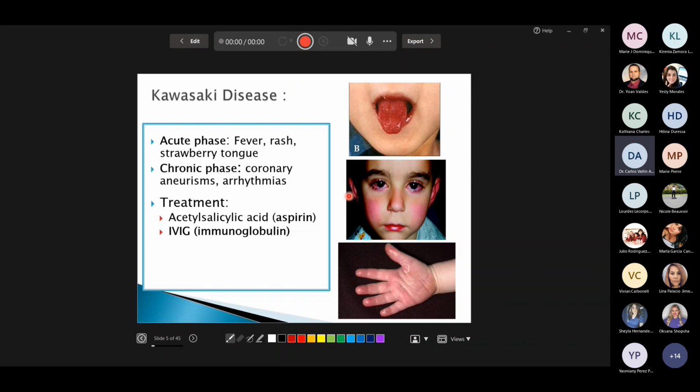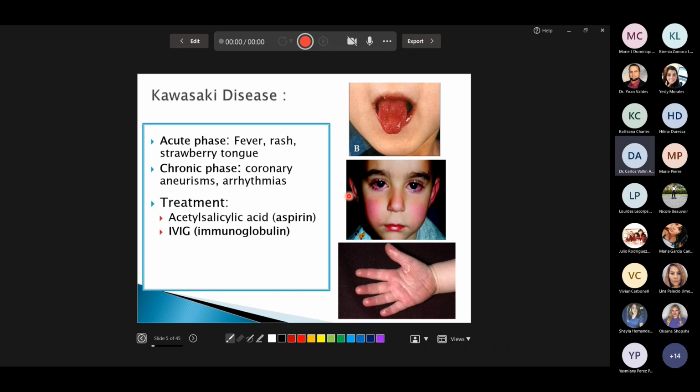The other important topic that could be tested in Kawasaki disease is that, apart from the aspirin, Kawasaki disease requires the administration of immune globulins. Immune globulins are antibodies. So the patient will receive intravenous antibodies. Kawasaki disease is an autoimmune disease, so they are bad antibodies. They give antibodies against the bad antibodies. That's it, simplified. So they receive IV immune globulins. Immune globulins is the same as antibodies.